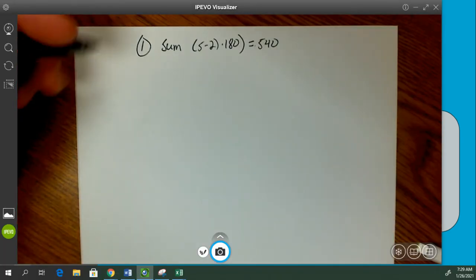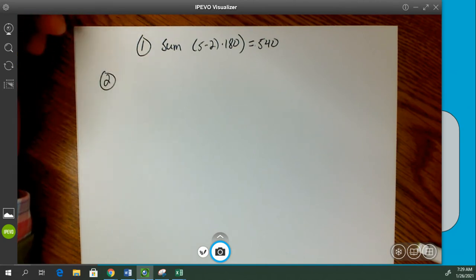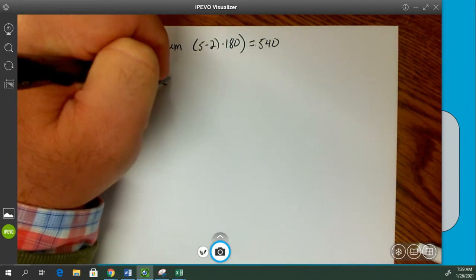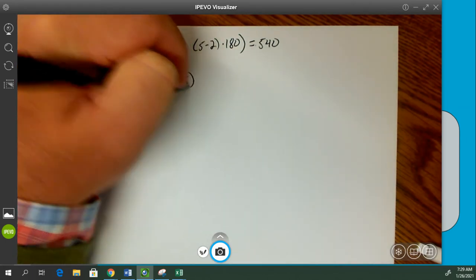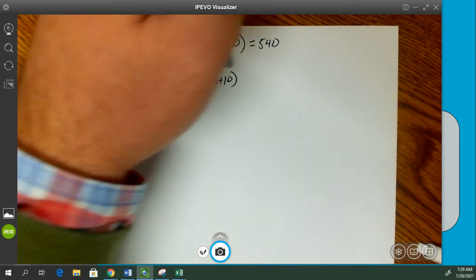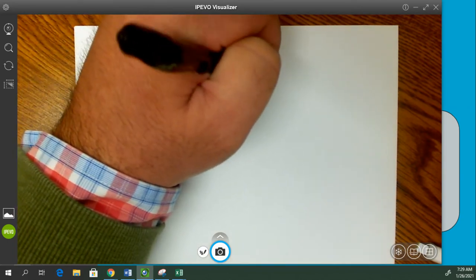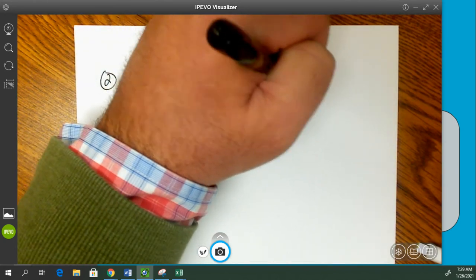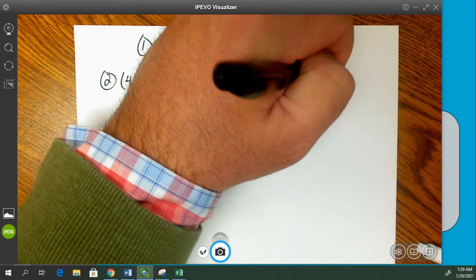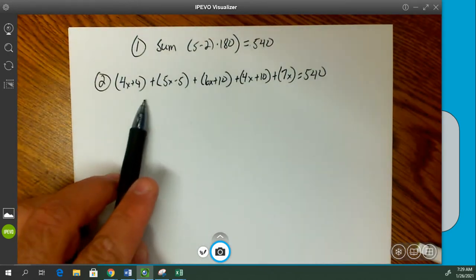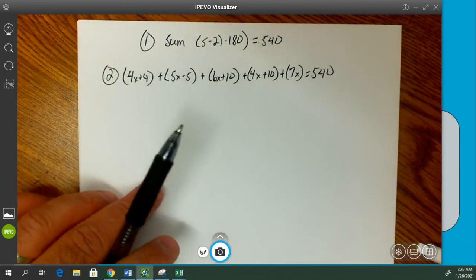So in this case, I'm going to start at the top. 4x plus 5 plus 5x minus 5 plus 6x plus 10 plus 4x plus 10 plus 7x equals the sum of the interior angles that I just found. So you're just going to write all of these down.